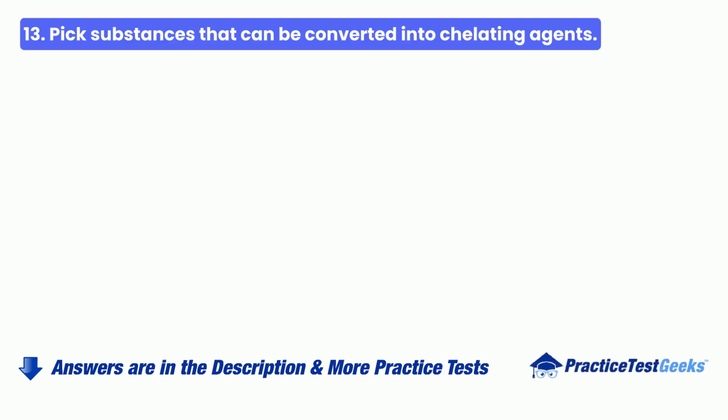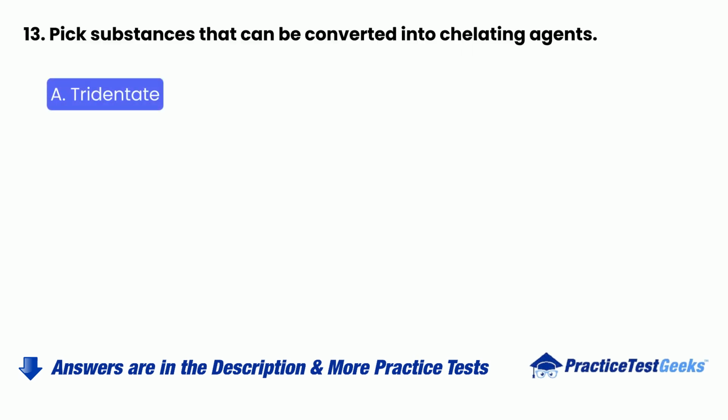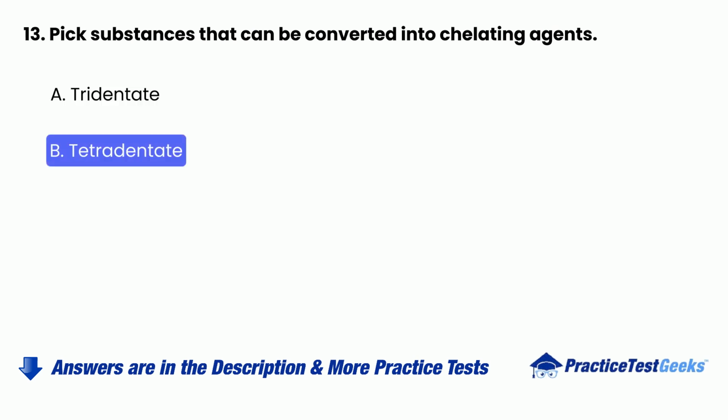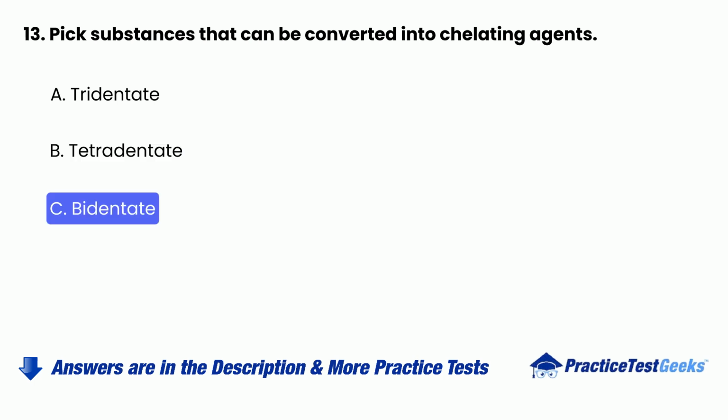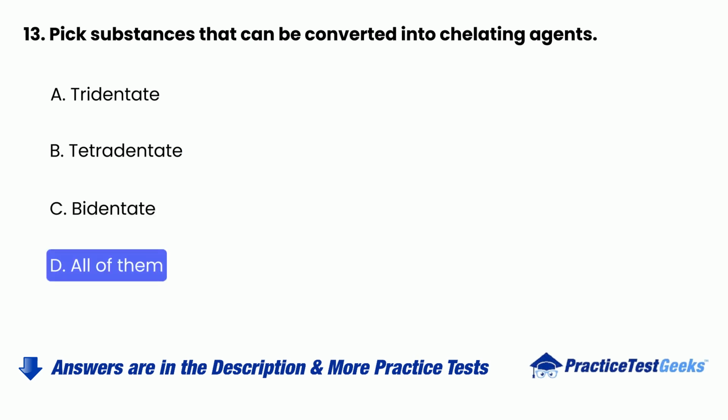13. Pick substances that can be converted into chelating agents. A. Tridentate. B. Tetradentate. C. Bidentate. D. All of them.